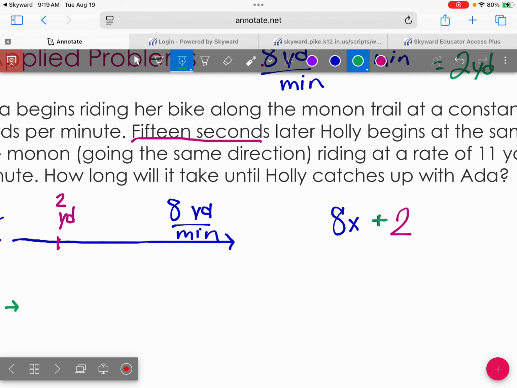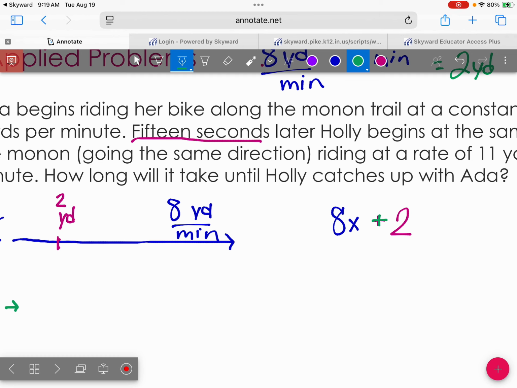So if we're on the trail, Ada's starting here, Holly's starting back here. She's going a little bit slower, but she's going faster. So we want to know when they're going to catch up. Ada started back here, but she was going before Holly started. Her shoe wouldn't clip into the pedal. So now she's ready to take off. And we want to know when they're going to meet up.